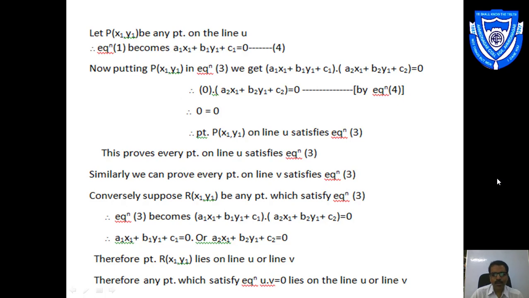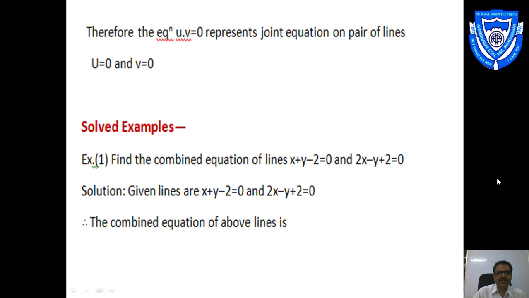Meaning that point R of x1, y1 belongs to the union set U union V, and therefore any point which satisfies the equation U into V is equal to 0 lies either on the line U or on the line V. And therefore the equation U into V is equal to 0 represents the joint equation of the pair of lines U is equal to 0 and V is equal to 0. Here the proof of the above theorem is completed.